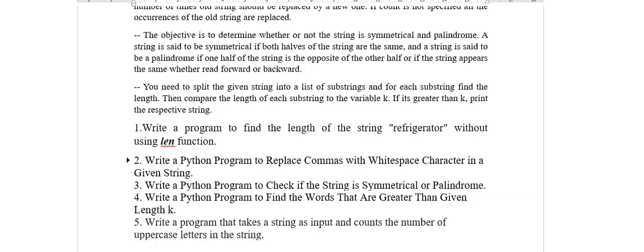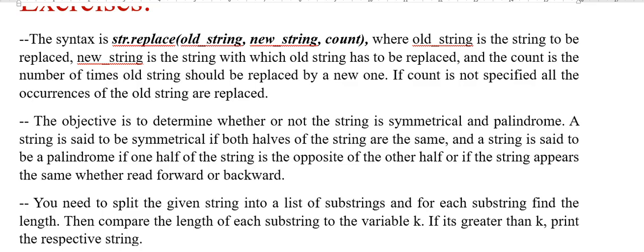Next question is very important. Write a Python program to check if the string is symmetrical or palindrome. First let's understand what is symmetrical and what is a palindrome so that we can solve the question. The objective is to determine whether or not the string is symmetrical and palindrome. A string is said to be symmetrical if both halves of the string are the same. Means the first half and the second half should be the same.